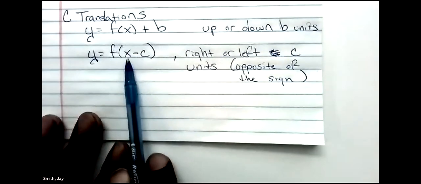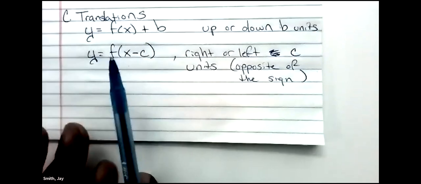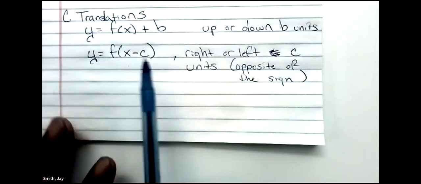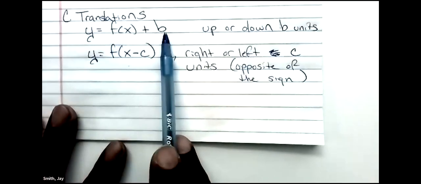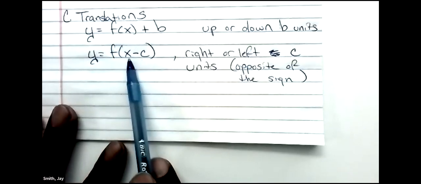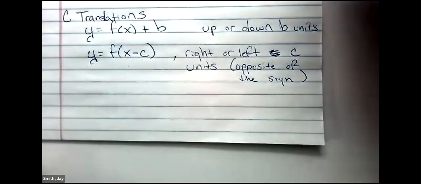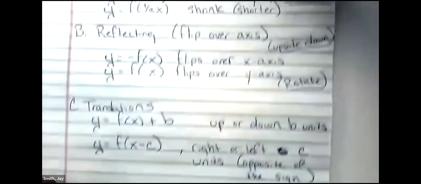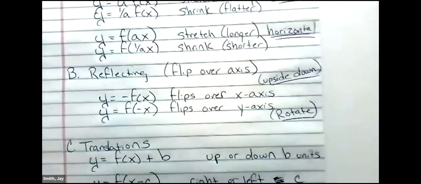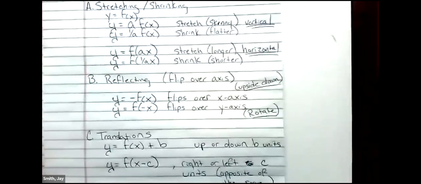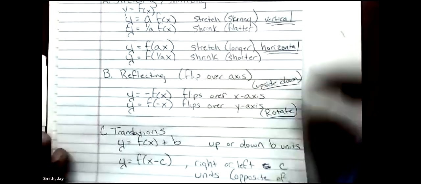Now, the biggest thing is where the number is located, as well as what it is doing to the parent graph. Like I said, if we're adding it to the overall parent graph, vertical, or if it's attached to the x, horizontal. All right. And you'll also notice that like with the stretching and shrinking, what the number is, should I say, a whole number or a fraction, is going to affect how we're going to translate the original parent graph.